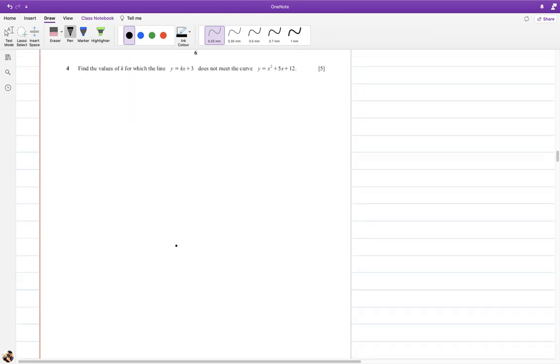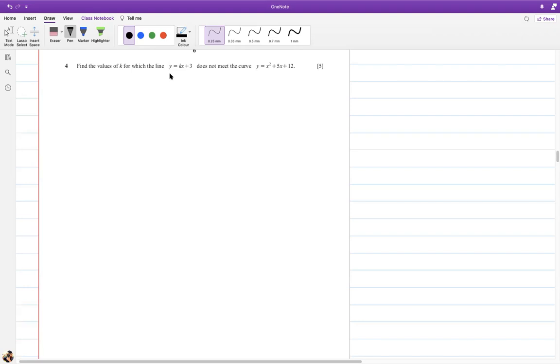All right. Find the value of k for which the line does not meet the curve. That is the key point here, does not meet the curve, which means you solve them simultaneously and b squared minus 4ac is less than 0 because it does not meet. So I solve them simultaneously. kx plus 3 equals x squared plus 5x plus 12. So I just bring everything to this side. So x squared plus 5x minus kx plus 12 minus 3 equal to 0. That gives me x squared plus (5 minus k)x plus 9 equal to 0.